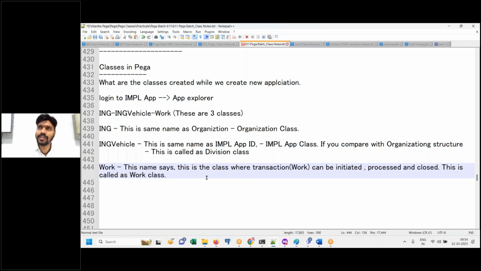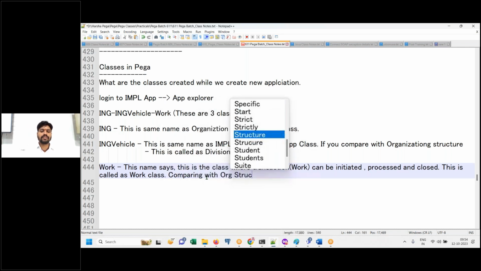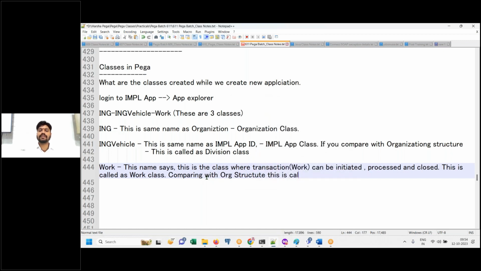How many classes are being created? So many. Out of which we are focusing on 3 levels only: organization class, division class, unit class. Comparing with the organization structure, this is called the unit class. The unit level is where the transaction gets initiated. Definitely this must be created as an abstract or concrete class. These are not created by us, they are automatically created. The ING class would have been created as abstract. ING vehicle would have been created as abstract only. The system creates the same.